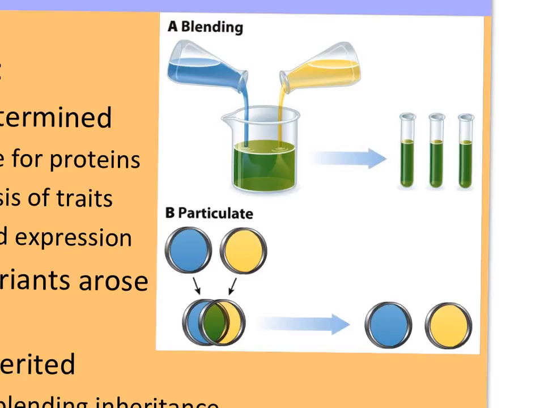Now, at about the same time, there was this fellow named Gregor Mendel, who was a monk in what's now Czechoslovakia. And he was doing experiments with pea plants and hybridization. And he actually showed that inheritance was not blended inheritance, but it's actually particulate. In other words, let's say you have a blue and a yellow.